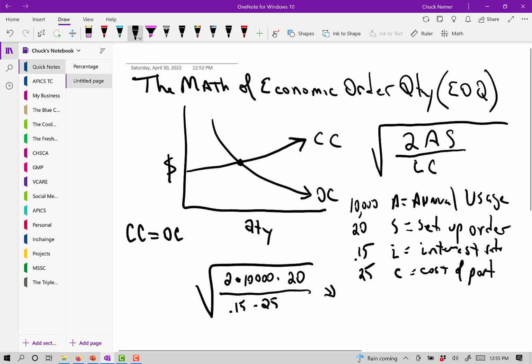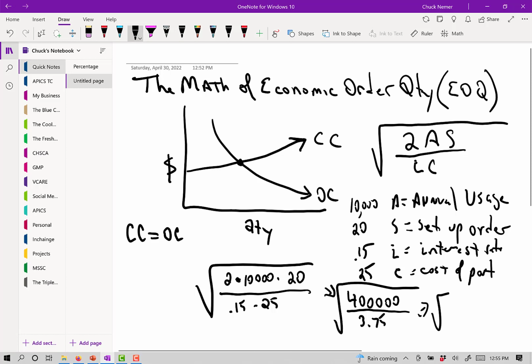So if we continued on with the math, I'll grab my calculator here, 2 times 10,000 times 20 equals, whoops, I made a mistake. 2 times 10,000 times 20 equals 400,000. And I always use a calculator because I always worry about missing a zero in the conversation. 0.15 times 25 on the denominator, 3.75. And all that we have to take the square root of.